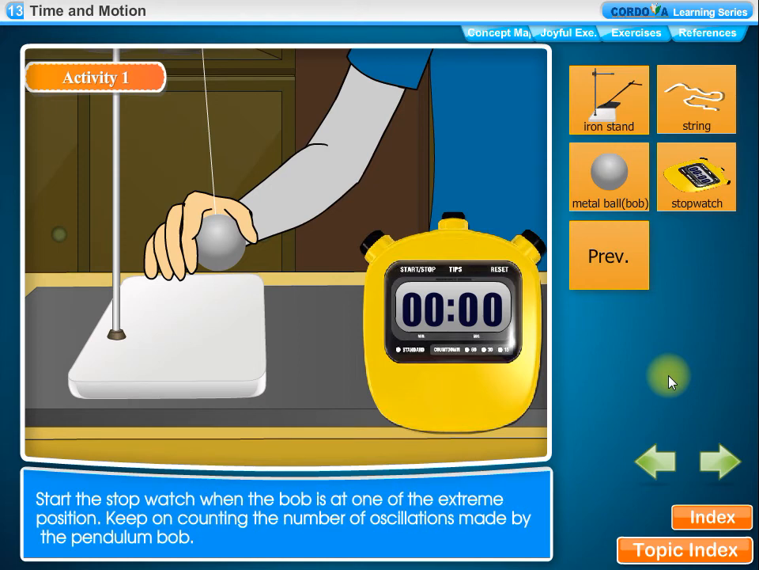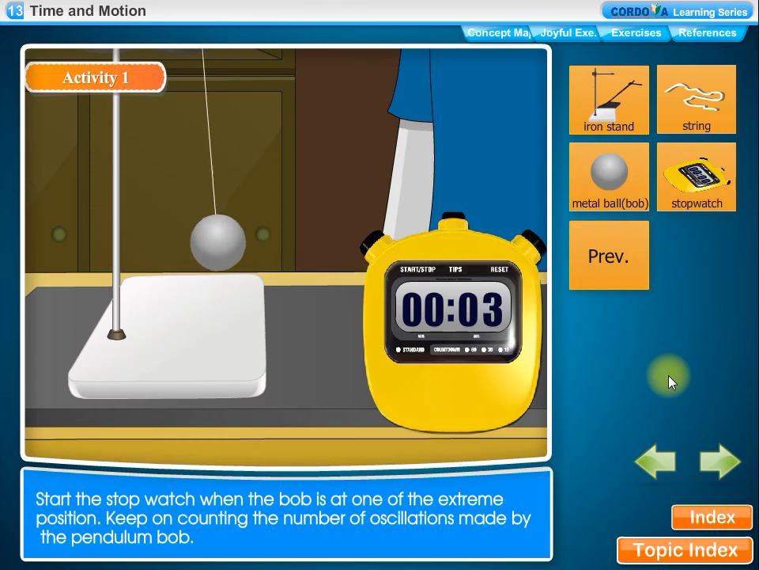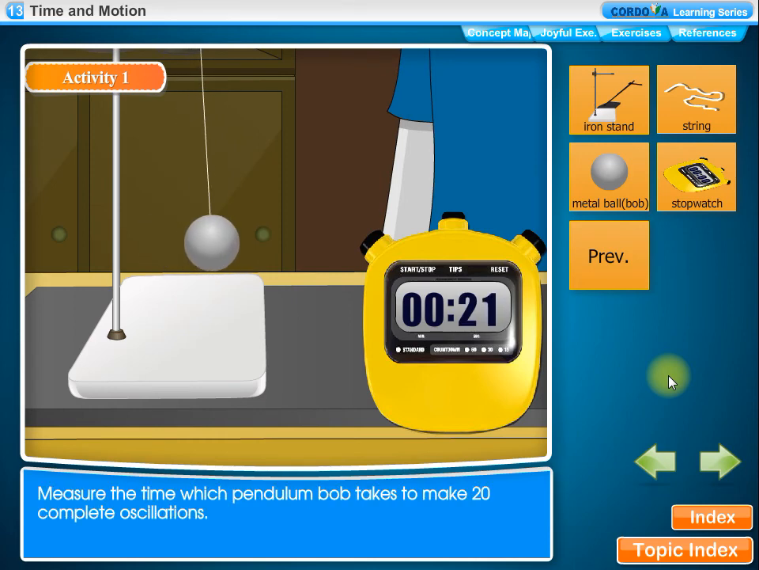Start the stopwatch when the bob is at one of the extreme positions. Keep on counting the number of oscillations made by the pendulum bob. Measure the time which the pendulum bob takes to make 20 complete oscillations.